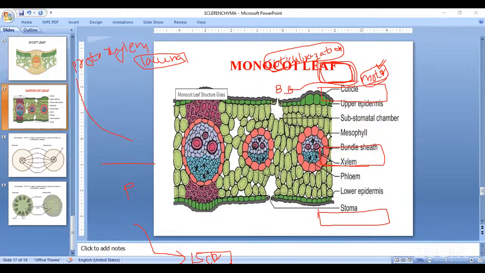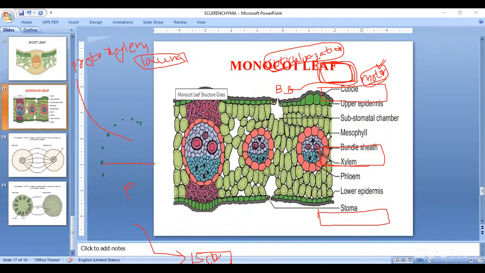Another important point is in the bundle sheath. In the bundle sheath of the monocot leaf, you have the chloroplast. Let me change color. You have the chloroplast. Here I have the chloroplast. Of course, chloroplast is present in mesophyll cells as well as in bundle sheath cells. But in the bundle sheath cells, chloroplast is present but does not form the grana. That is another important point.